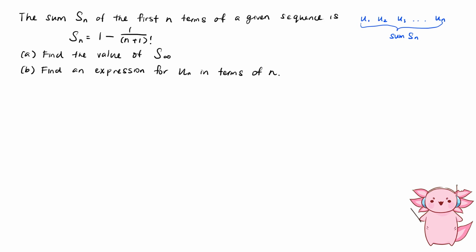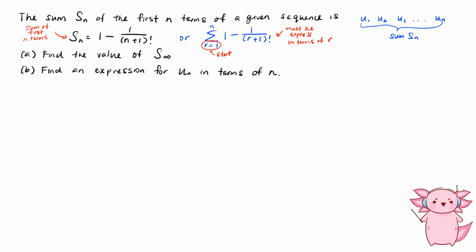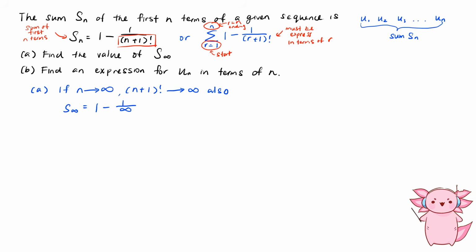Now, if we want to sum up the first n terms of a series, we can write it like this, or we can use the sigma notation, where we have this variable r here, which sums up the terms from r equals 1 to r equals n of whatever's inside here. So for this question, if n goes to infinity, we can see that n plus 1 factorial also goes to infinity. But remember that a number over infinity will approach 0, so the sum to infinity is just 1 minus 0, which gives us 1.